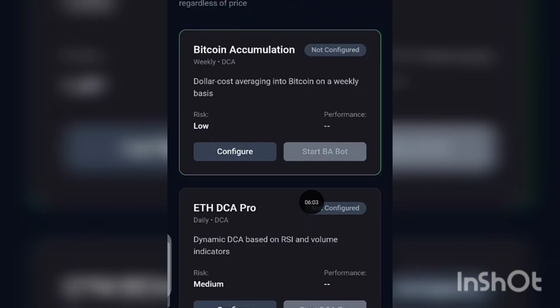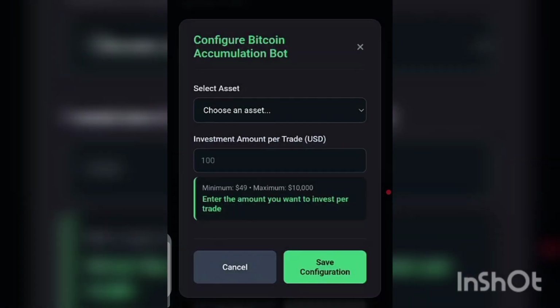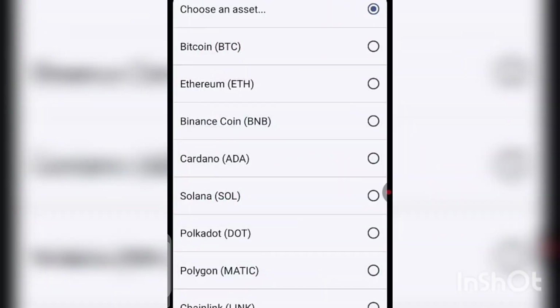You see this particular place where you see Bitcoin accumulation. This is exactly what we are trading, what we are in for. So the next thing for you to do is click Start Bot. BA stands for Bot Bitcoin Accumulation. Once you have clicked Start Bot, the next thing that happens is it will show you this interface over here.